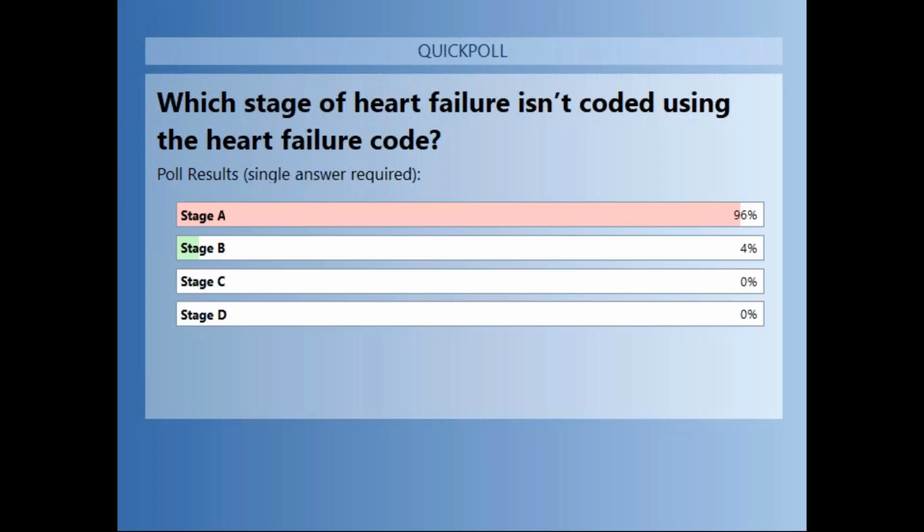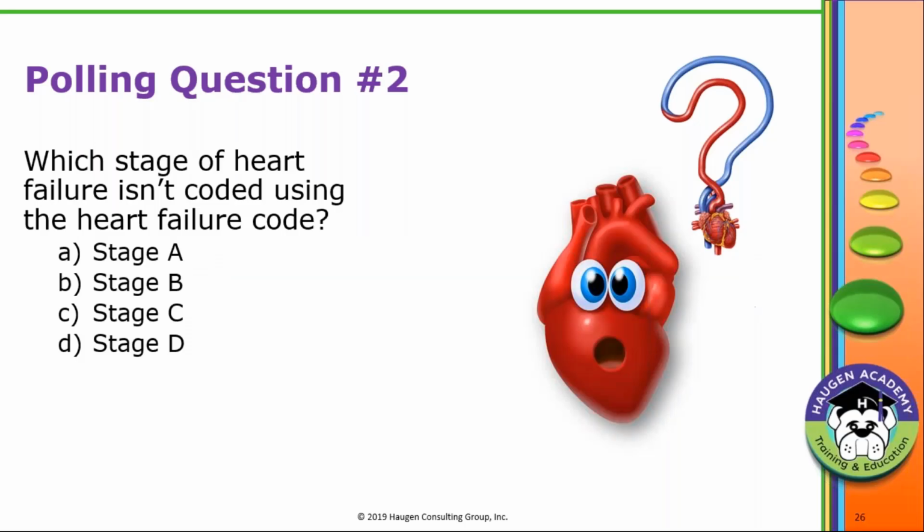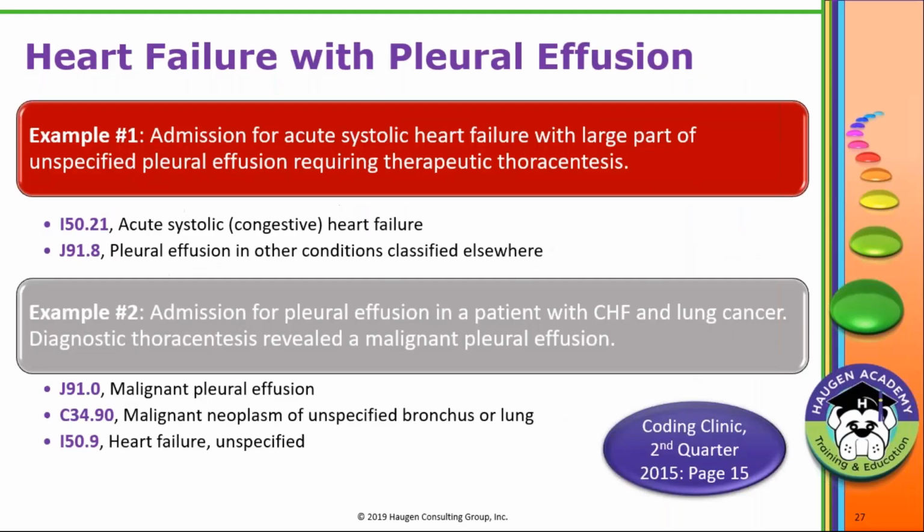It is stage A. So this is the patient who has a risk factor for heart failure, but doesn't actually have the heart failure yet. So they get that Z code instead of an I-50 code. Thank you, Kathy. We are going to move on.